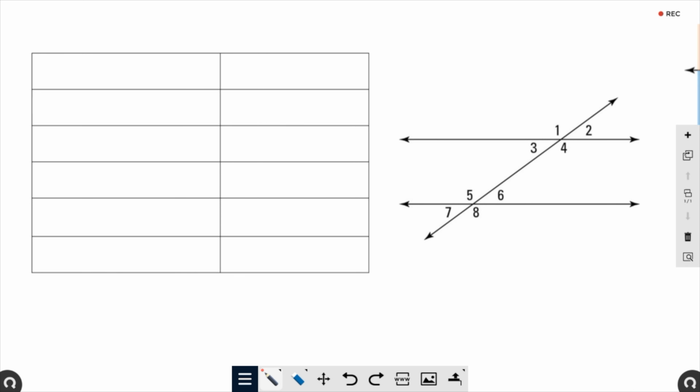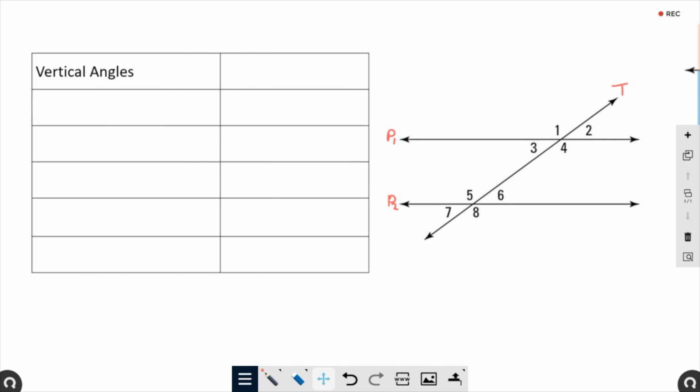We have a set of parallel lines cut by a transversal line. My parallel lines, I'm going to label them as P1 and P2. My transversal line, I'm going to label it as T. Whenever a transversal line cuts a set of parallel lines, it will form 8 angles, as you see here. Now we're going to talk about the different types of angles that they form.